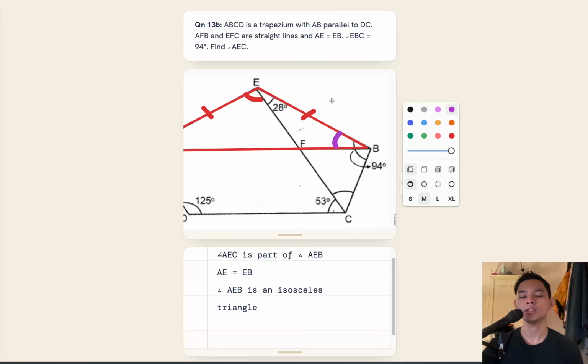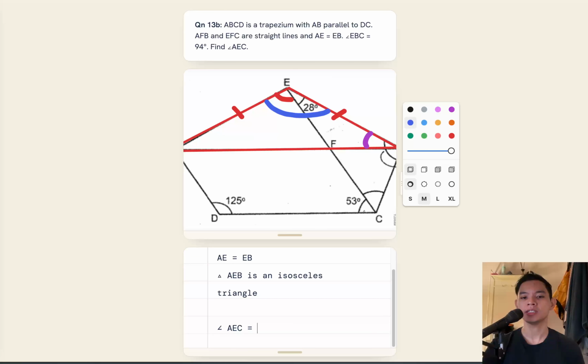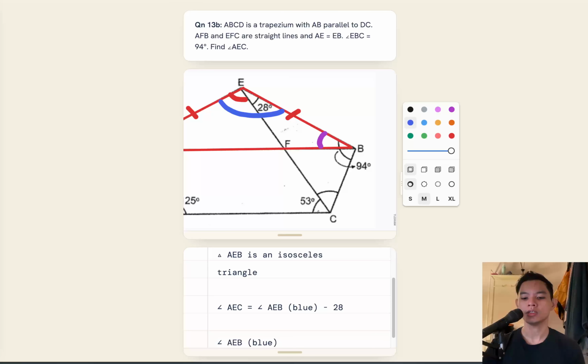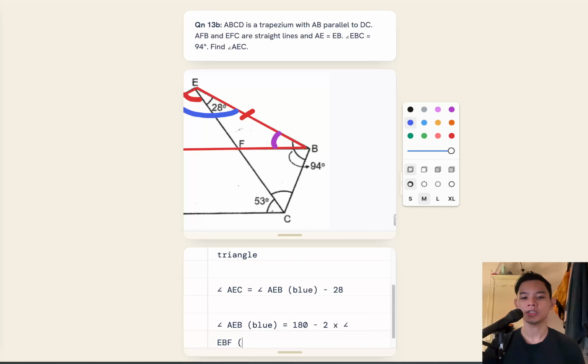So, I mean, before that, we need to also figure out this other angle. I'm going to put it in blue. So AEC is basically the blue angle, which is angle AEB minus 28. So angle AEB, which is in blue, is equal to 180 minus, since EBF equals EBA, 2 times angle EBF in purple.